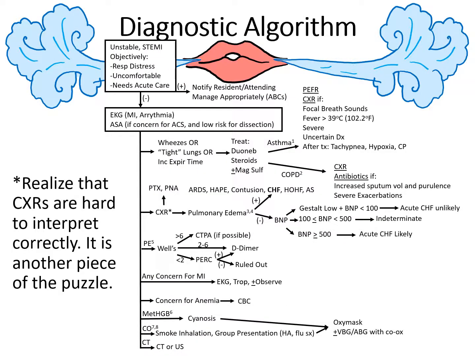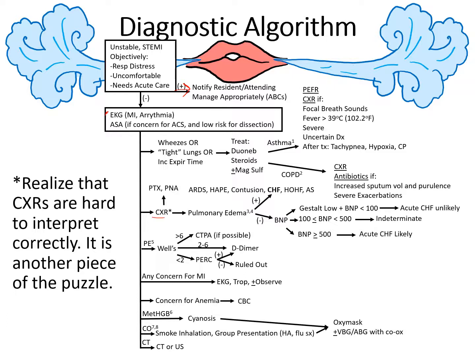This is a more comprehensive diagnostic algorithm for dyspnea in the emergency department. Again, if the patient needs prompt attention, notify your attending or supervising resident and manage the ABCs. Nearly everyone gets an EKG as well as a chest x-ray that is described later. If you have a concern for MI, then you can give aspirin, just like in chest pain, but only in those that you will not be working the aortic dissection up and those who do not get anaphylaxis from aspirin.